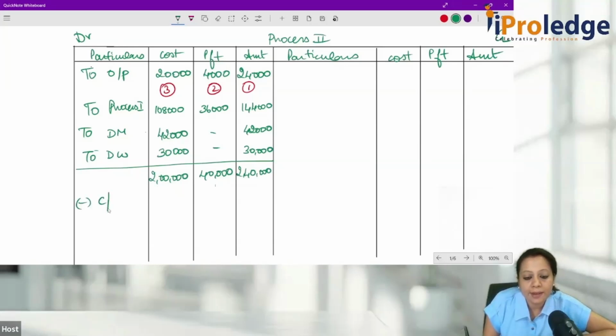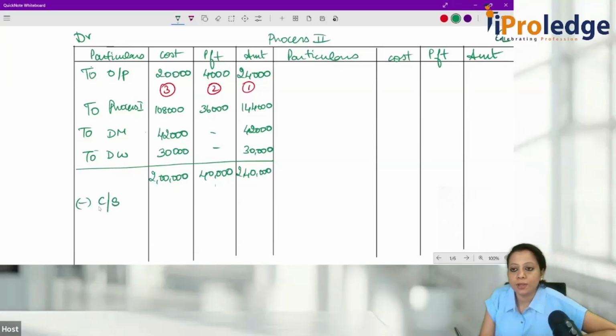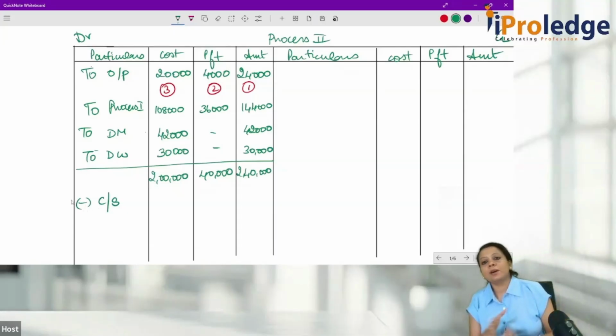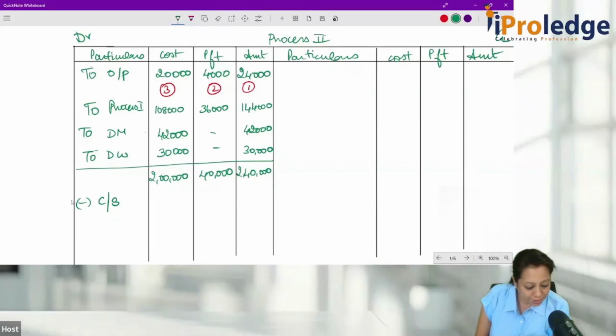Now you will write, understand the importance of closing stock. Very similar to the cost sheet. This is how we used to do it with no closing stock. Yesterday also we did this in reconciliation. So now how are we supposed to do it? They have said closing stock is equal to 12,000.